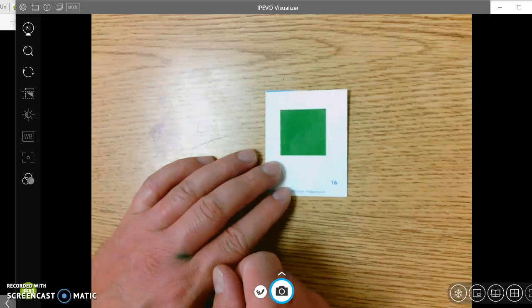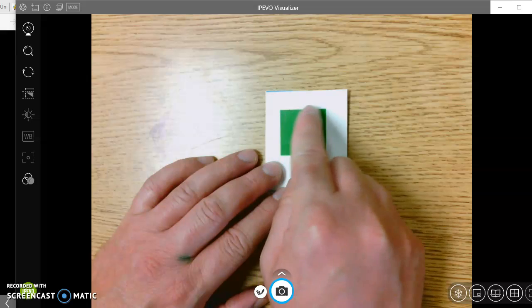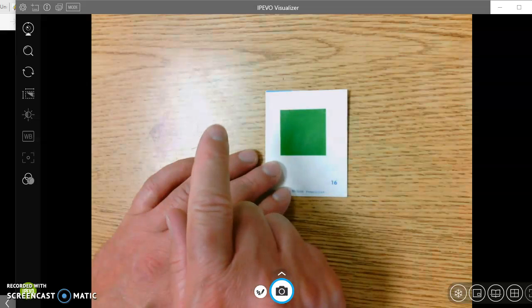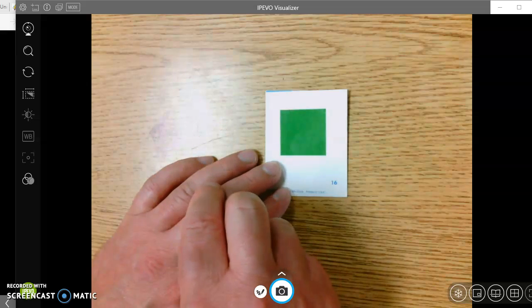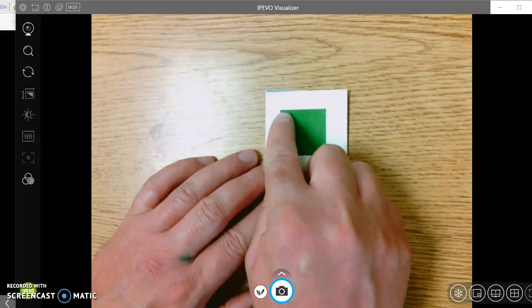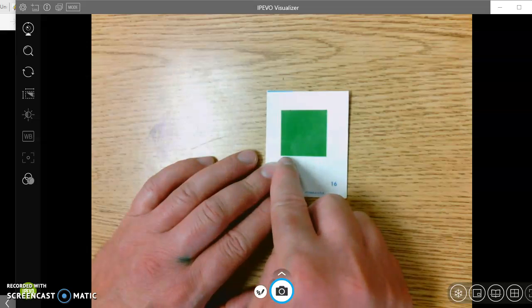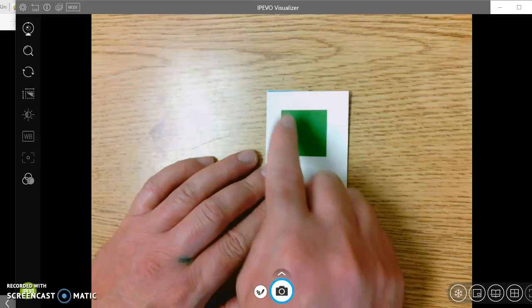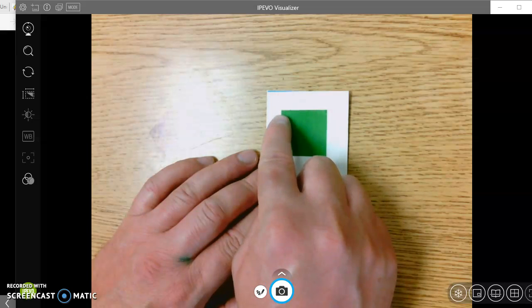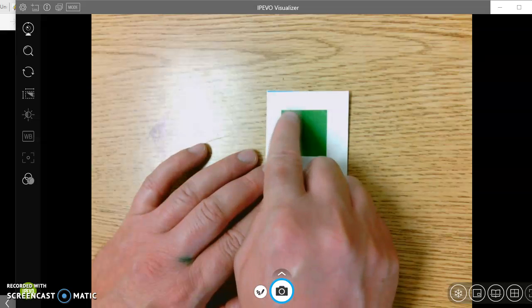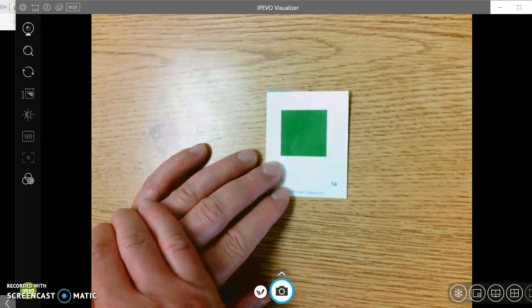All right. So a corner is where two sides meet. So I see this side and this side, they meet right there. So that's called a corner. Now, how many corners does this square have? I see 1, 2, 3, and 4. So sides and corners are two different attributes, or things about the shape. Now, some people call these corners vertices, but for today we're just going to call them corners. Now let's take a look at another shape.